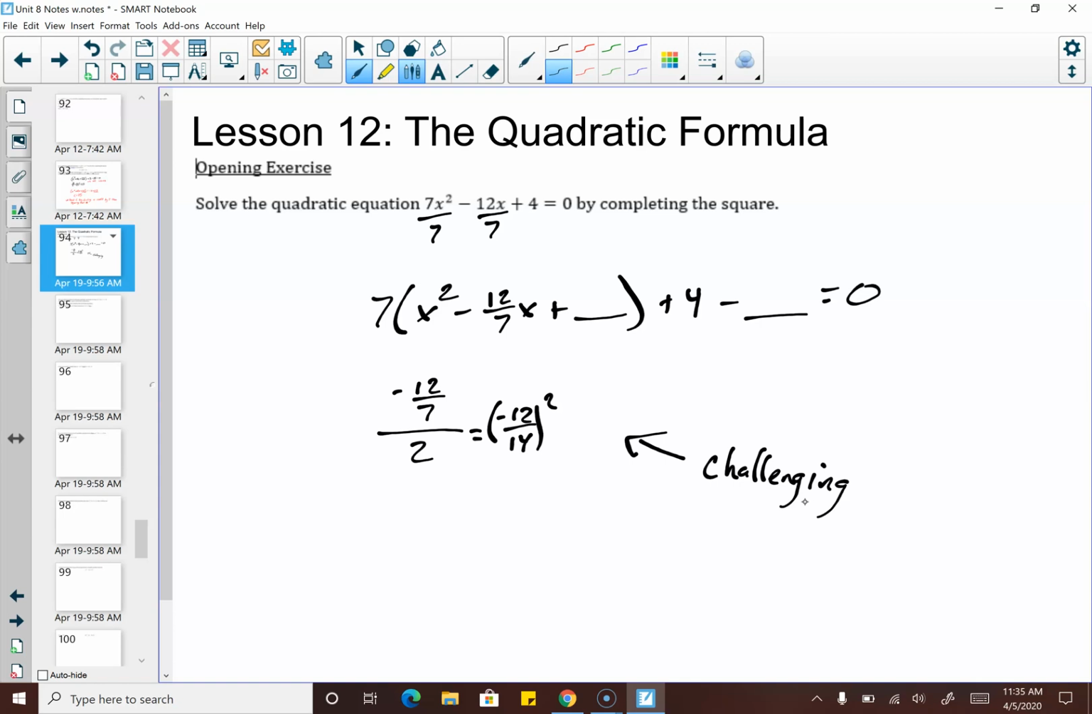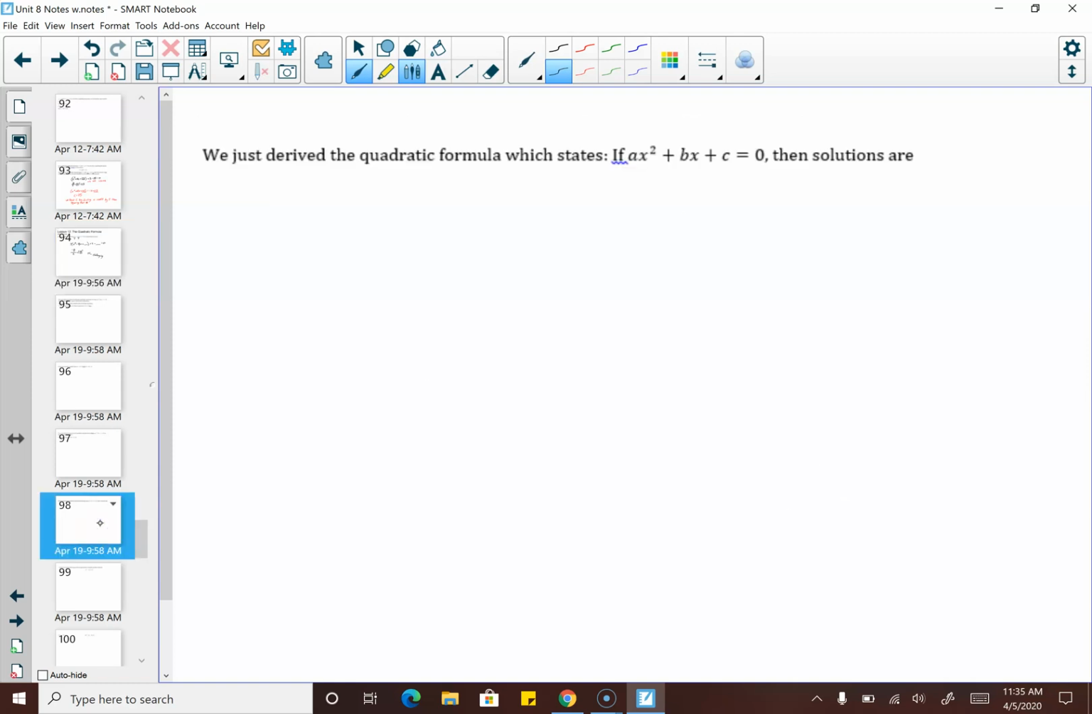So what we want to do is come up with a different way that we can solve these problems that's going to make problems that look like this a little bit easier. Okay? And we're going to skip around in this lesson a little bit. So go here to the part of your packet that says we just derived the quadratic formula, which states if ax squared plus bx plus c equals 0, then the solutions are. And now this is going to be our quadratic formula.